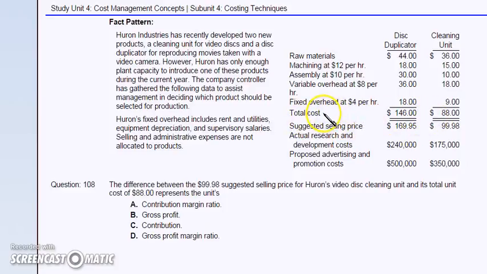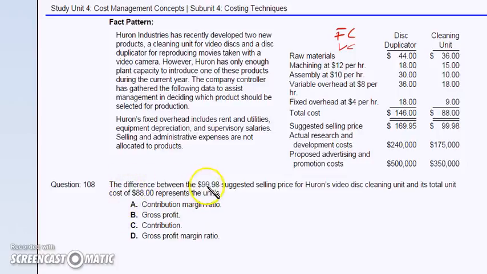Now let me tell you that this total cost is inclusive of fixed cost also, and inclusive of variable cost also, right? Okay, and we have been provided the suggested selling price, actual research and development cost, proposed advertising and promotional cost. Okay, what is the requirement?